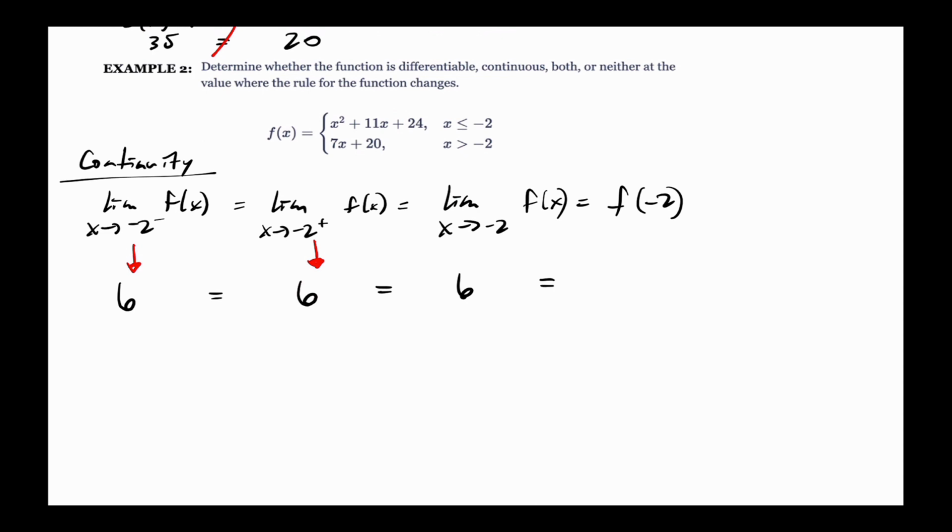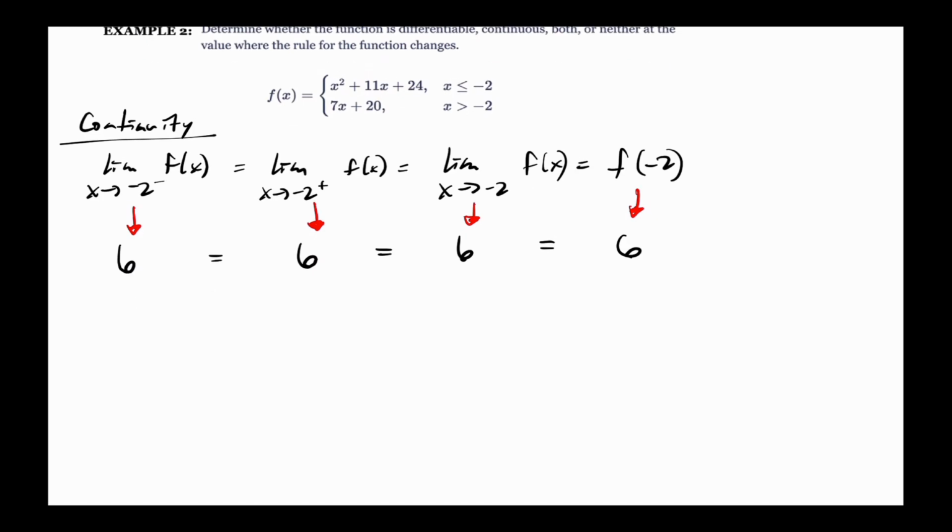And if you plug in negative 2 for f of negative 2, you would plug it into the top because that one has the equals, and we've already done that. So we get 6. Continuous at negative 2. Actually, continuous everywhere. But they wanted us to check at negative 2. Okay, so that means we have to go to differentiability.